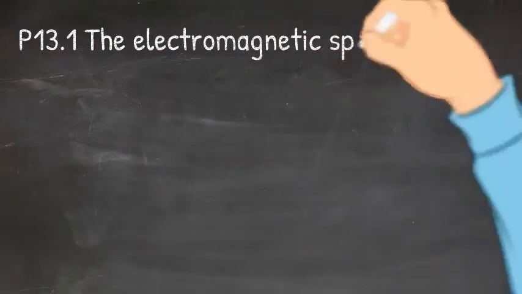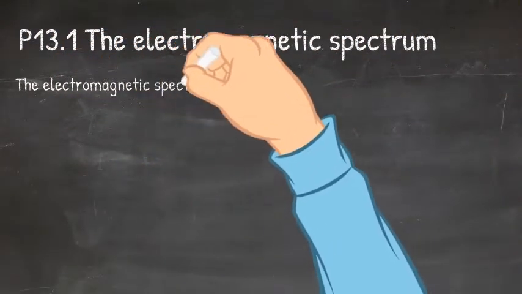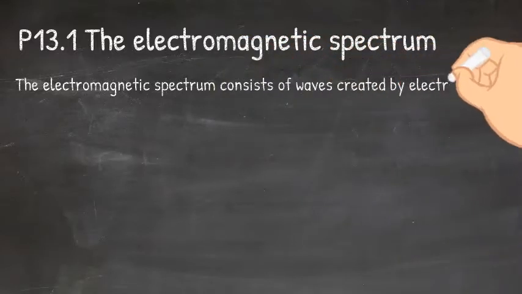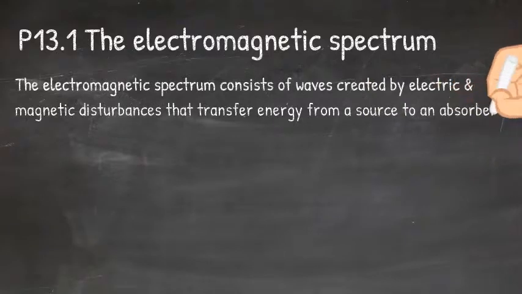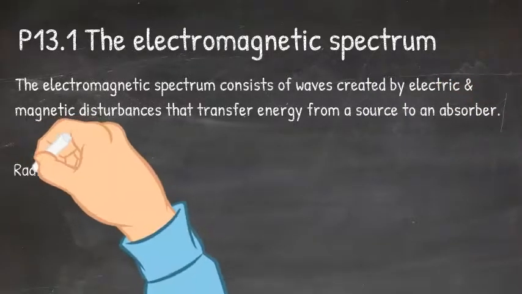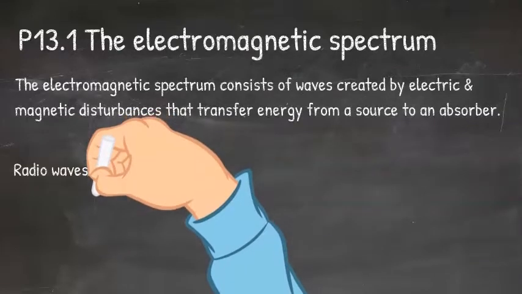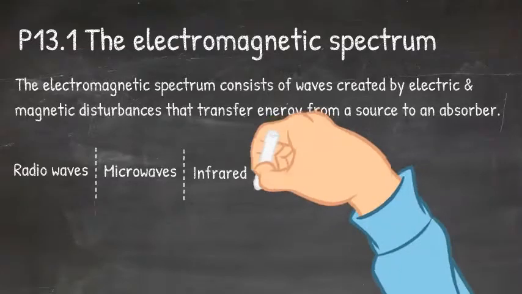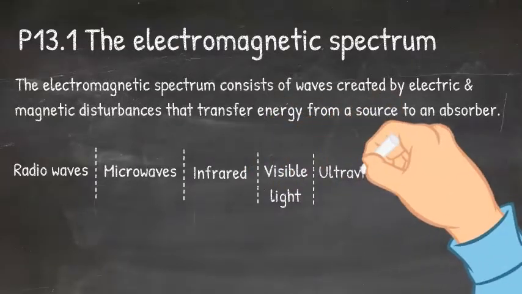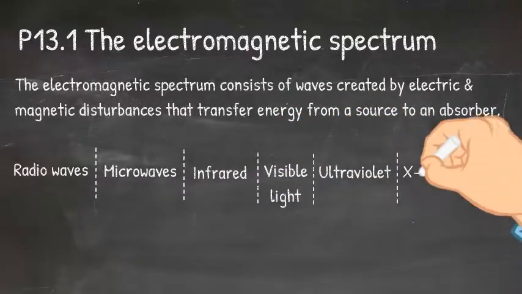In this video, we are looking at the electromagnetic spectrum. The electromagnetic spectrum consists of waves created by electric and magnetic disturbances that transfer energy from a source to an absorber. The electromagnetic spectrum consists of 7 parts: radio waves, microwaves, infrared, visible light, ultraviolet, X-rays, and gamma rays.